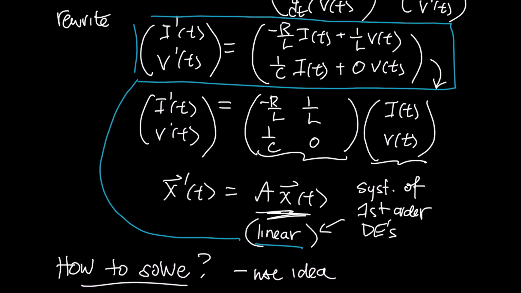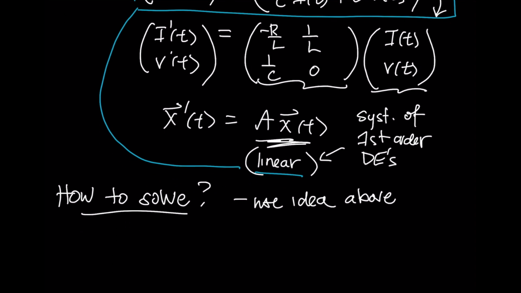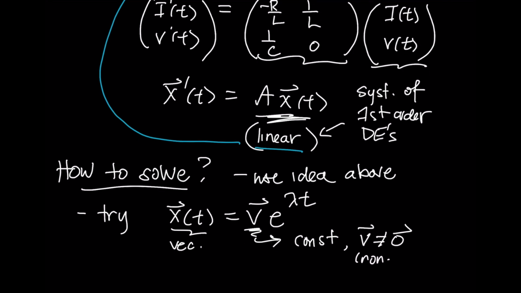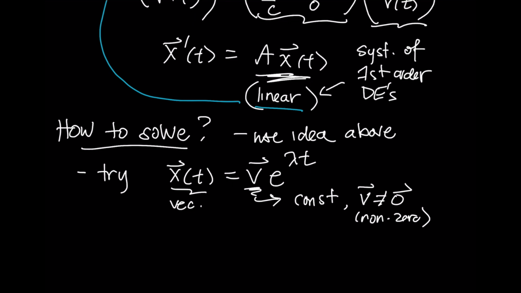We're going to use the idea that we had from above. For a single first order equation, we needed an exponential form. We are going to try the solution x of t is proportional to e to the lambda t. Because this needs to be a vector, we are going to put in some constant vector right here. What's really important is that this vector is not 0, because if it were 0, we would just get the trivial solution, and there would be no point in solving it. So this is the solution form that we're going to try.